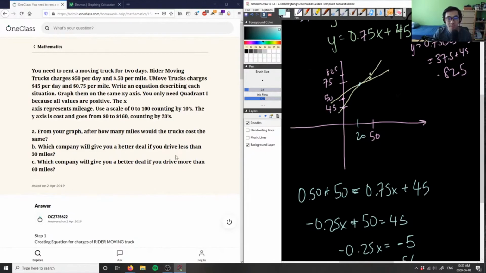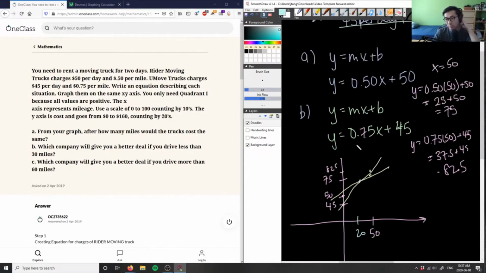So it's asking here, which company will give you a better deal if you drive less than 30 miles? Well, if you drive less than 30 miles here, the better deal would be the B line, right? The second company here, because if I drove less than 30 miles here, the initial cost is going to be, it's going to be equation A here, not equation B.